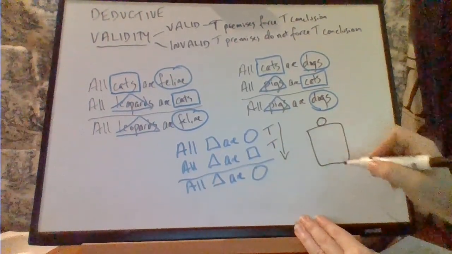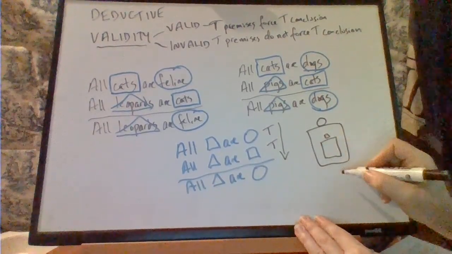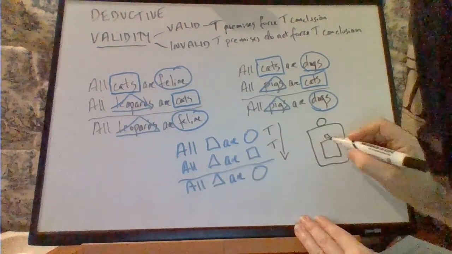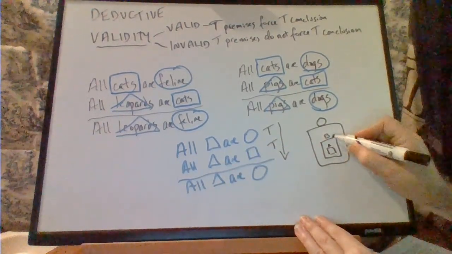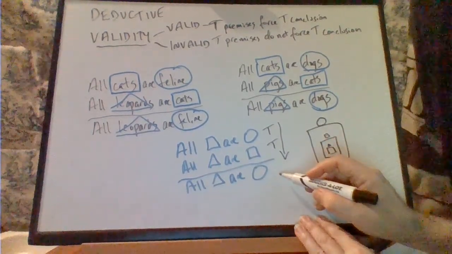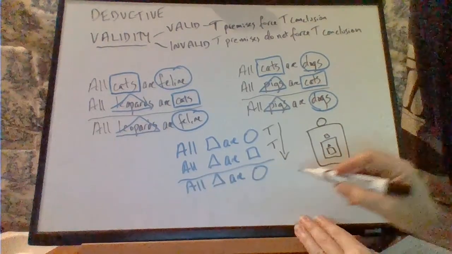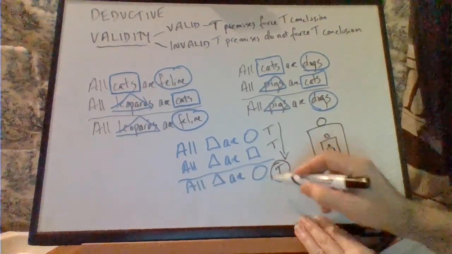all the circles, whatever they are, are in that box. All the squares, whatever they are, are in that box. Every triangle is a square, so the triangles are going to be there inside the box of squares. Well, if that's the case, are we forced to accept that all triangles are circles? Absolutely. We have no choice.